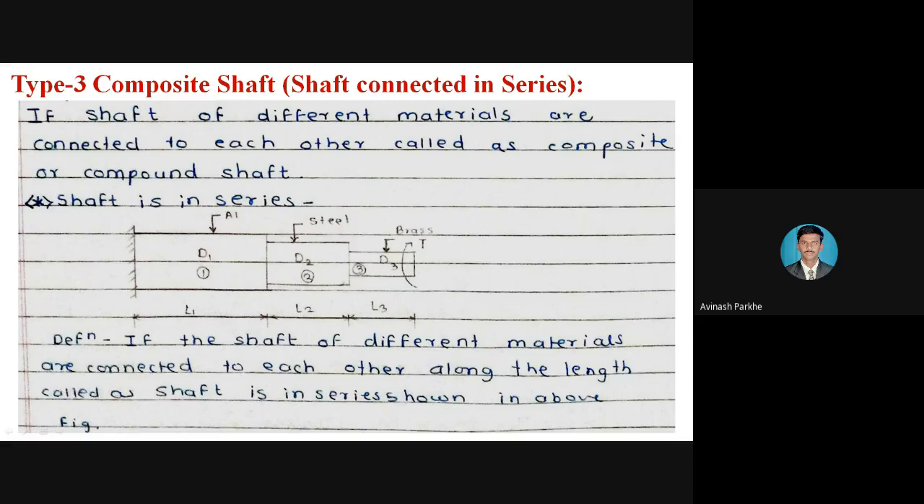Okay, so good afternoon all. Today we will start with the last type of this particular chapter, that is type number 3, which is called a composite shaft.